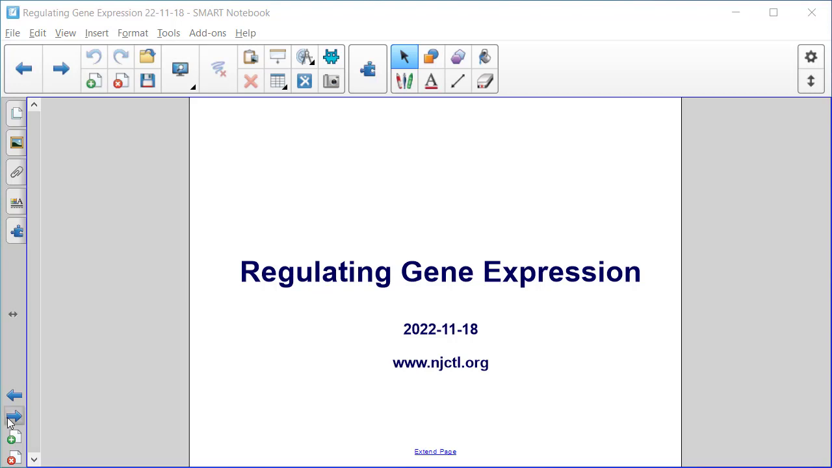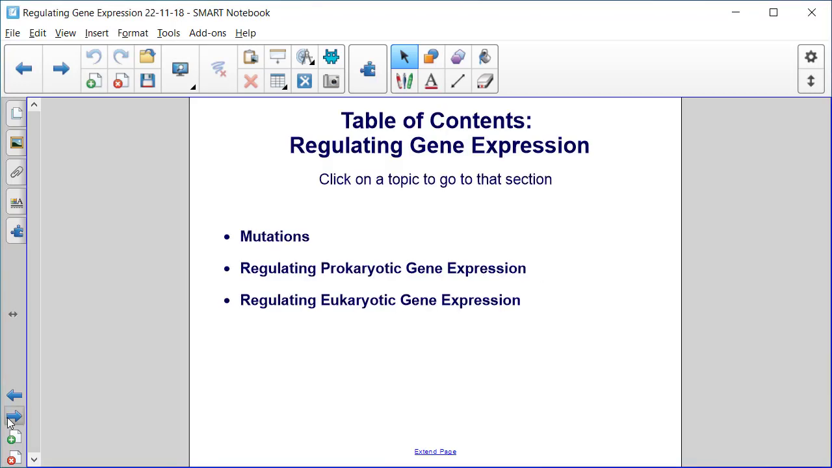Regulating gene expression. Table of contents. Mutations. Regulating prokaryotic gene expression. Regulating eukaryotic gene expression.